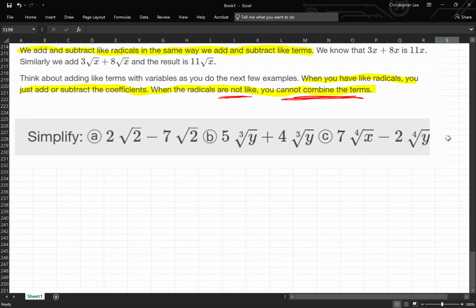Yeah. You want to try the first one? So look, it's 2 radical 2 minus 7 radical 2 is equal to what?